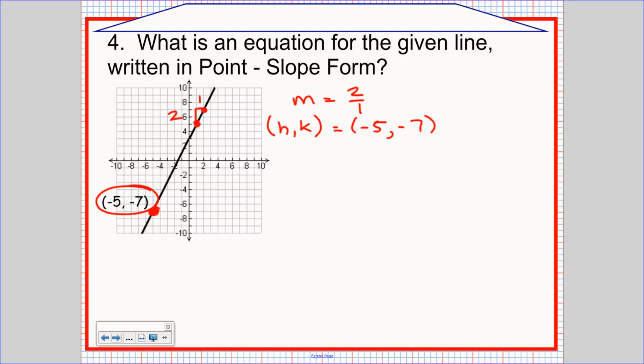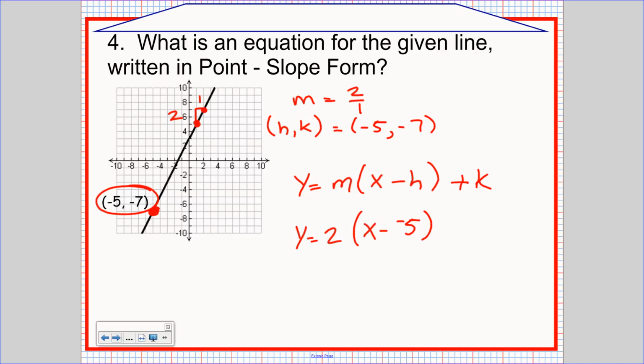Now you may be asking yourself, well, it looks like you have the y-intercept. Isn't that a point right here? Well, we're going to graph this because this is a method that works if we don't know the y-intercept. So I'm going to fill in my formula. y equals m, so y equals 2, times the quantity x minus h, x minus -5, plus k, plus -7.